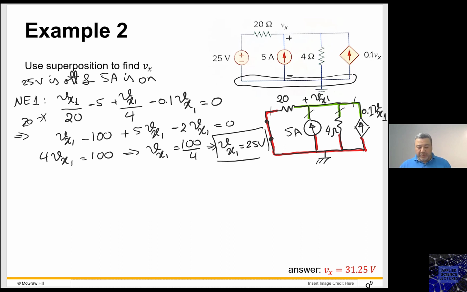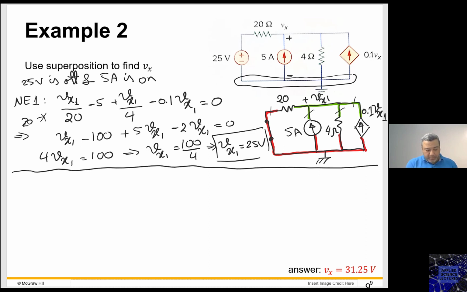So this is Vx1 due to the current source while switching off the voltage source. Now the 25 volt is on, and the 5 ampere is off. I need to redraw the circuit here.